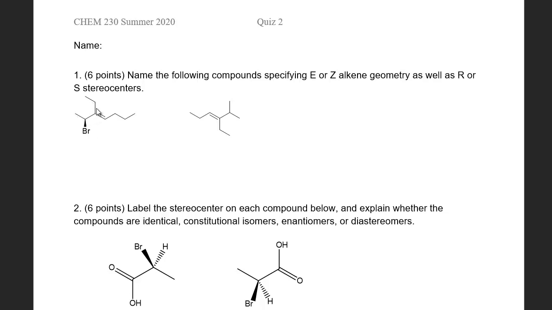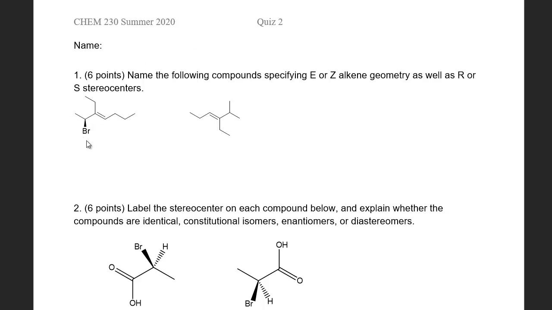So we have an ethyl group at the 3 position, and this is a more prominent substituent right on the second carbon, so we need to incorporate this within the parent chain. So again, we've got 2 bromo, and we have an alkene at the 3 position, so we have 3 heptene, and we also have an ethyl at the 3 position.